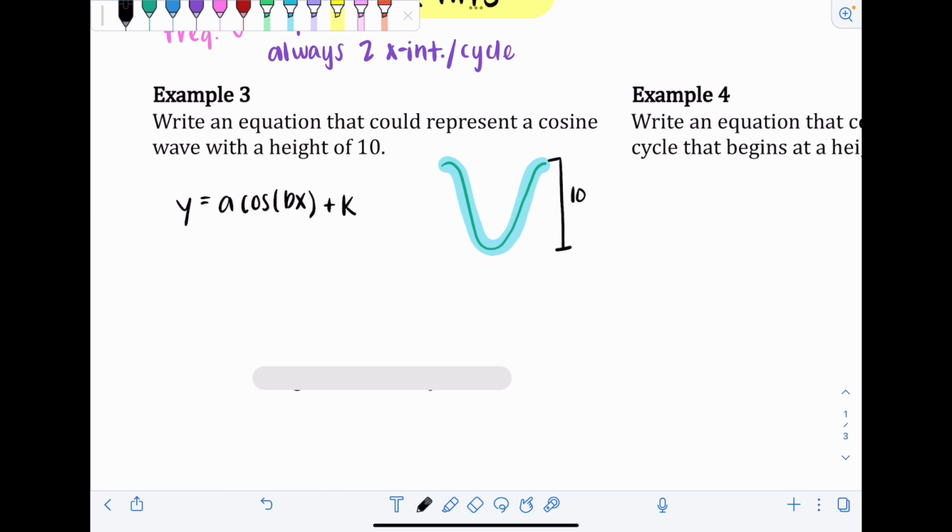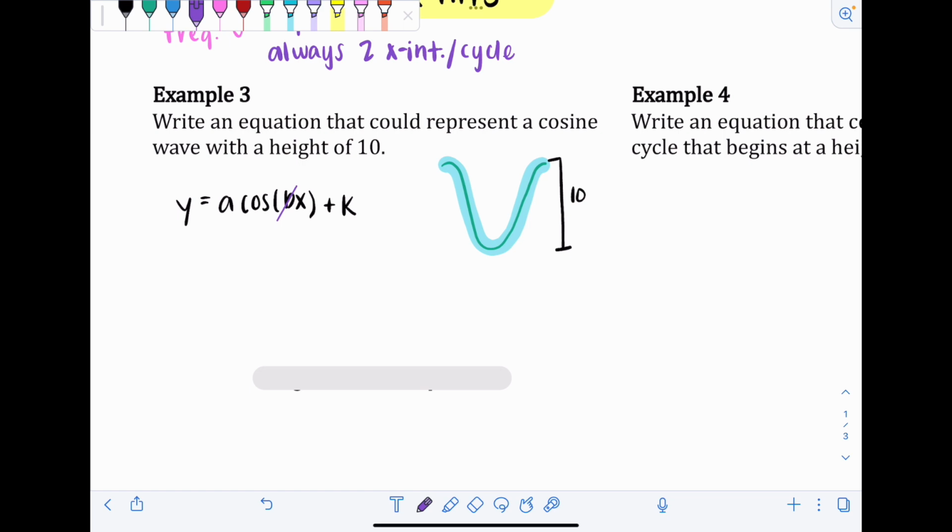So now we want to figure out, okay, what letter in the general form is at least somewhat related to the height of the graph. So we know that b is the frequency, which is how often the cycle repeats itself from 0 to 2 pi. So that's irrelevant. We don't need that. I'm not going to worry about that.